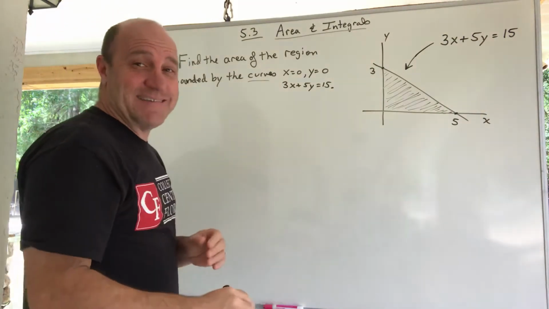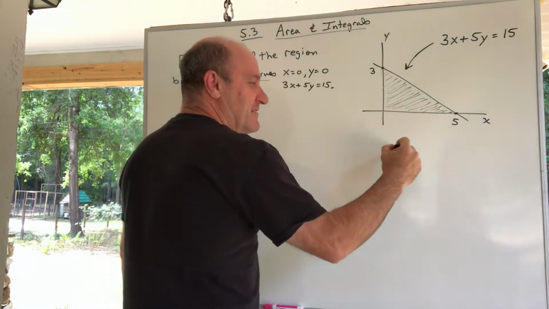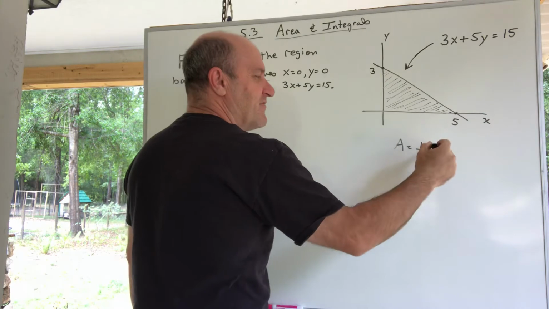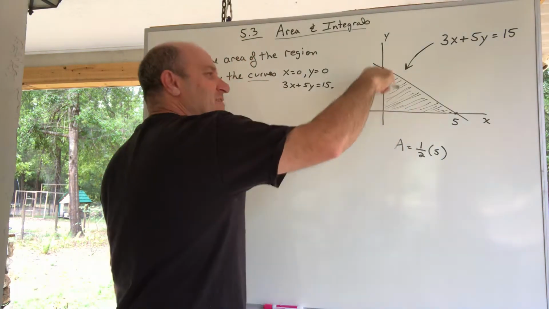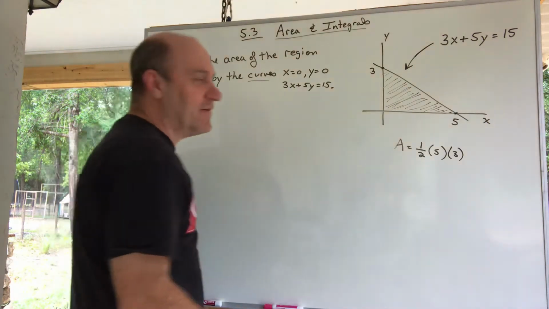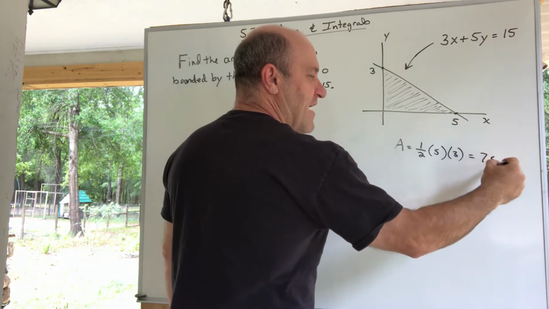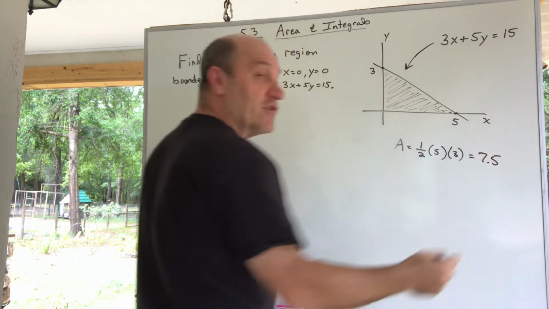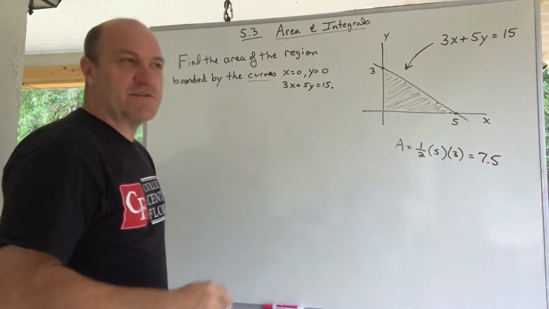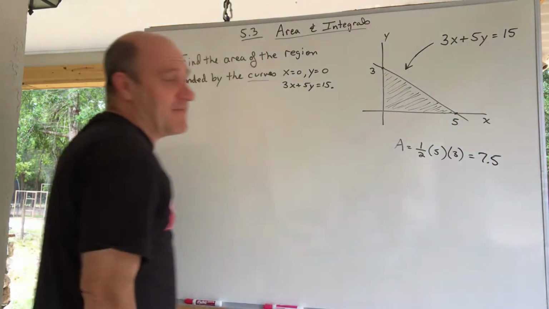Now the truth is, this is a triangle, and the area is 1/2 the base. I think the base is 5. I think the height is 3, 1/2 the base times the height, so the area of a triangle. 15 over 2 is 7.5 square units of area. You know, we're finding area, but we're kind of unitless here. It's just square units of area. Anyway, 7.5, that's the answer.